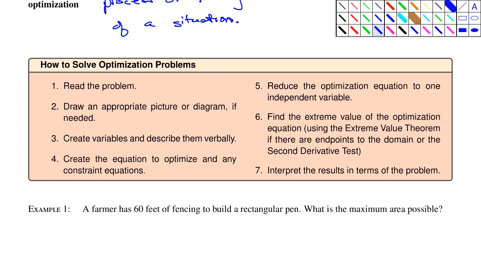Number 5, reduce the optimization equation to one independent variable. Number 6, find the extreme value of the optimization equation using the extreme value theorem if there are endpoints to the domain, or you can use the second derivative test. And then number 7, interpret the results in terms of the problem.